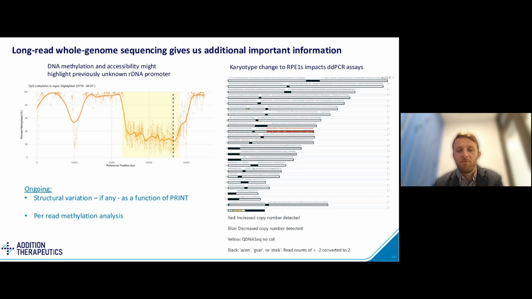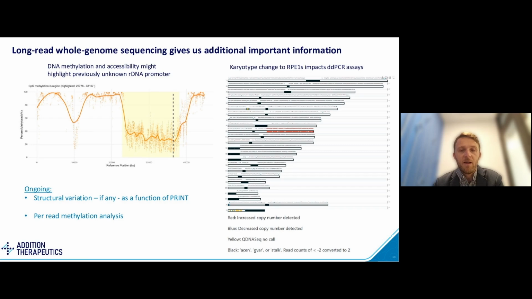And so for other cell lines that don't have reference genomes published, we can do whole genome sequencing, learn this information, and use that to inform other assays that we're doing in-house that are important for our QC and validation and everything.